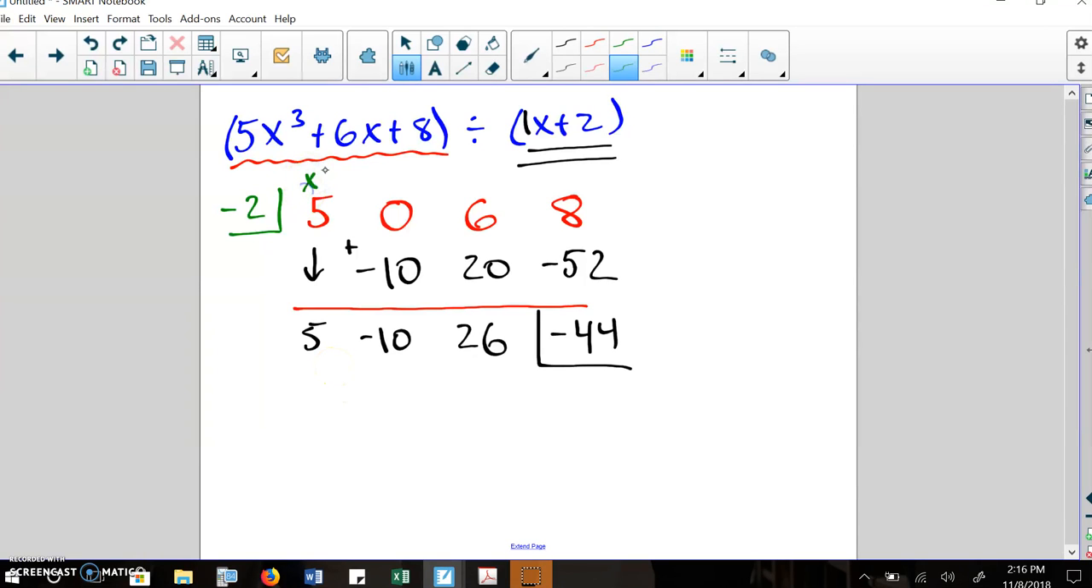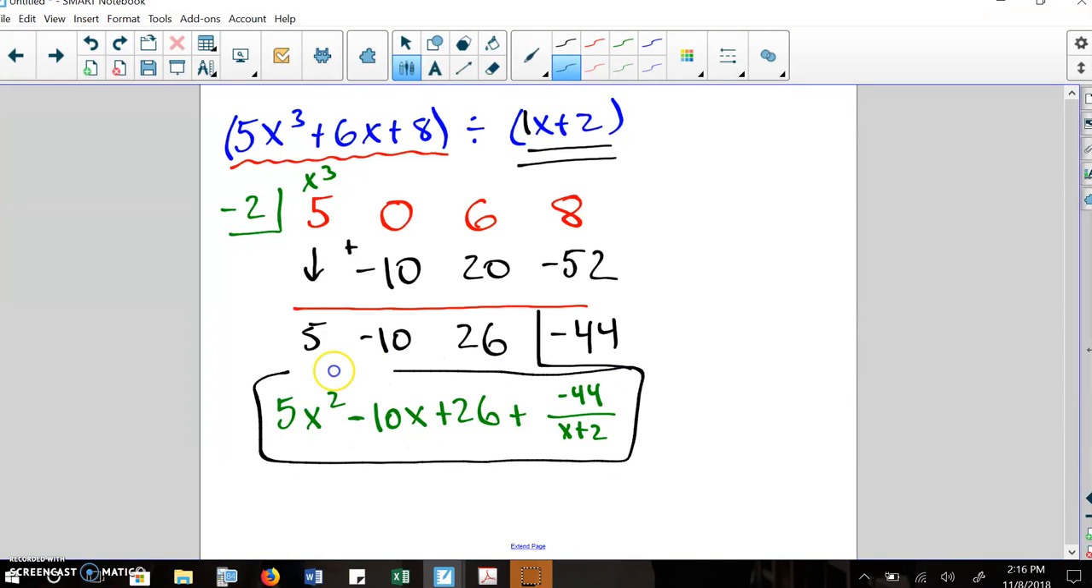And remember, the powers all decrease by 1. So this was an x cubed; at the end here is going to be a 5x squared, and then everything else just decreases with it. So it'll be 5x squared minus 10x plus 26. And if you remember from earlier, it's going to be our remainder divided by our divisor. So when we're done here, we're going to have plus -44 divided by x plus 2. Okay, there's my final answer to this problem using synthetic division.